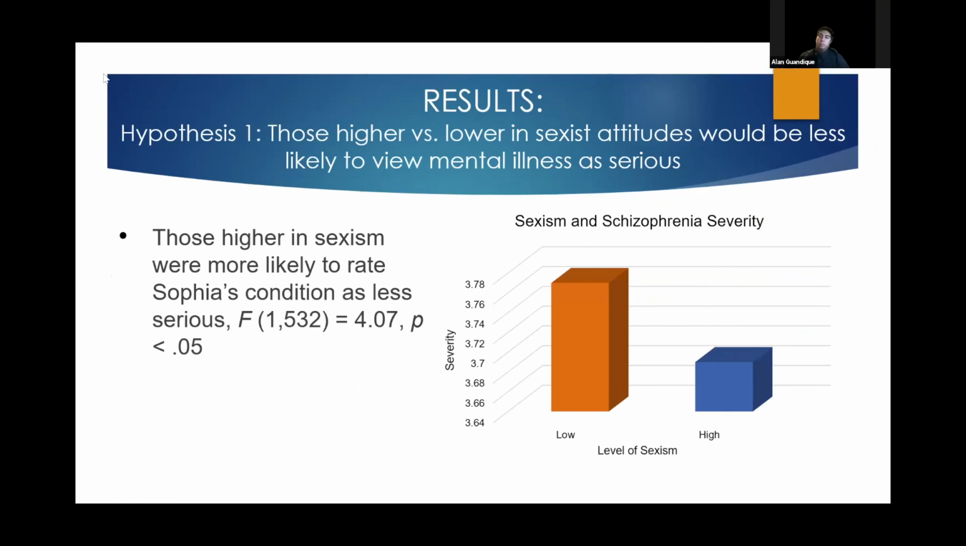So as Valerie previously mentioned, our first hypothesis, which was those higher versus lower in sexist attitudes would be less likely to view the mental illness depicted as serious, was partially supported in the sense that those higher in sexism were more likely to rate Sophia's condition, the condition depicting schizophrenia, as less serious. You can see this on the graph on the right, with those high in sexism having lower severity ratings than those low in sexism. And although not significantly different between the two groups, those higher in sexism did have a lower severity rating compared to those low in sexism when referring to Michael's condition depicting bipolar 1 disorder.